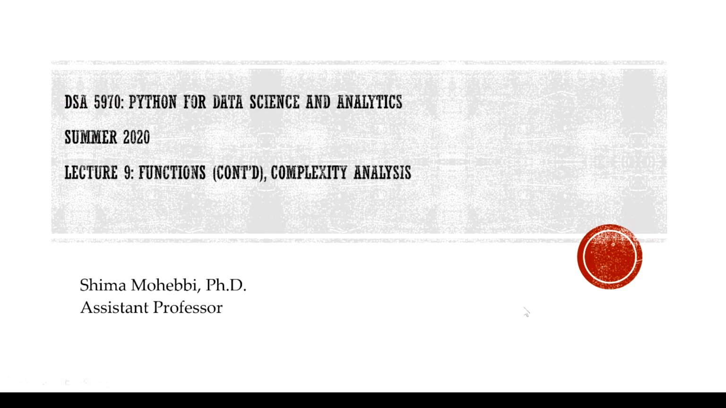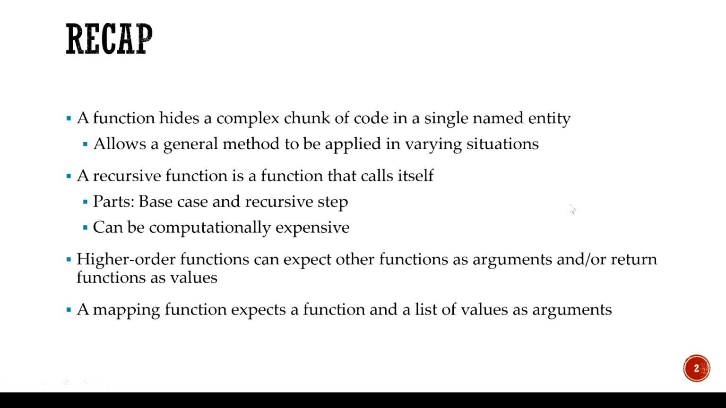We continue our discussion about functions. We go over a few examples, and we briefly talk about complexity analysis of algorithms. Just a quick recap, a function hides a complex chunk of code in a single named entity. So we assign a name, we call the function, we pass on input arguments, and we can get the result. So it allows a general method to be applied in varying situations. We can run it for different combinations of input parameters.